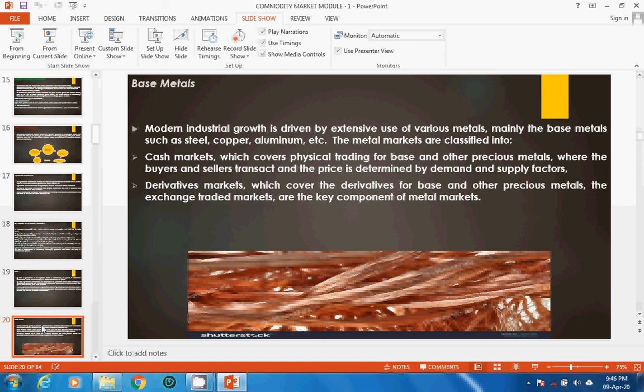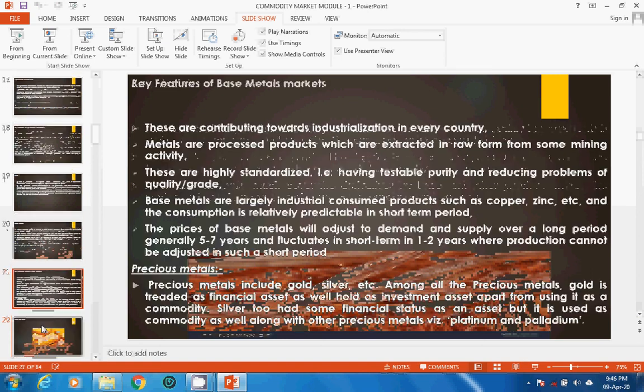Derivative markets cover the derivatives for base and other precious metals. The exchange traded markets are the key components of metal markets.